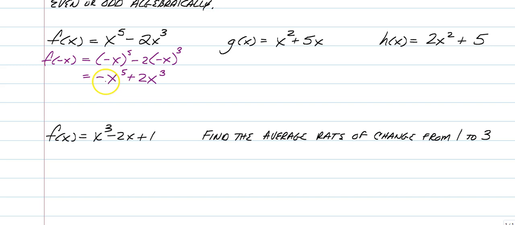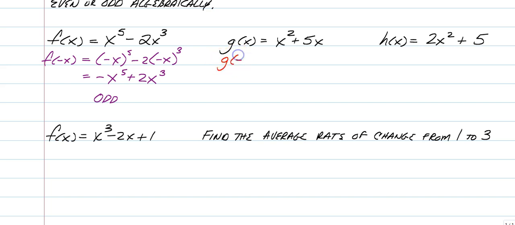We see that everything is opposite. We have a positive x to the 5th became negative x to the 5th, and a negative 2x cubed became a positive 2x cubed. Since they are opposites for each term of the function, that becomes odd. Okay? So why don't you try the next two? Pause the video, substitute negative x into the functions, and see what you get. Give it a try.